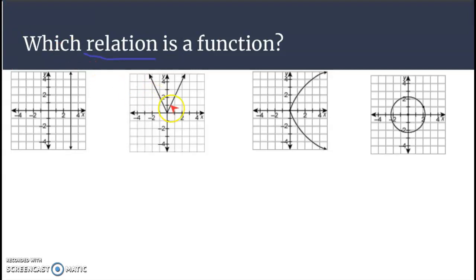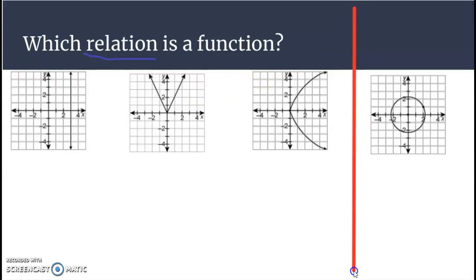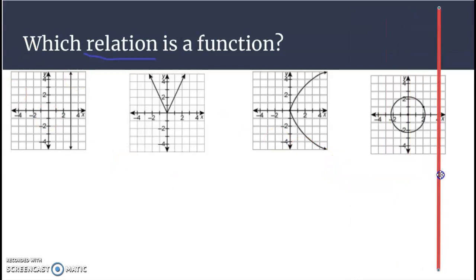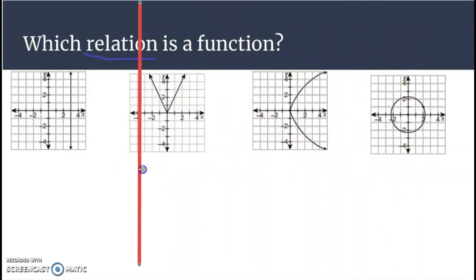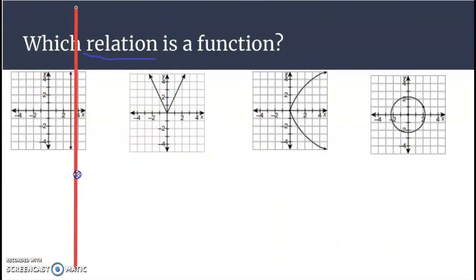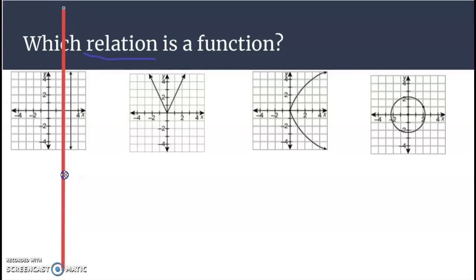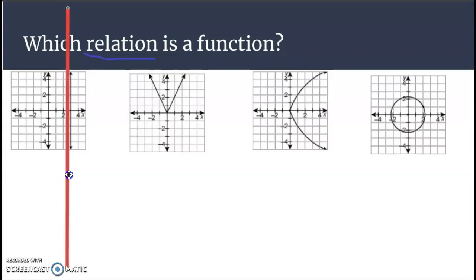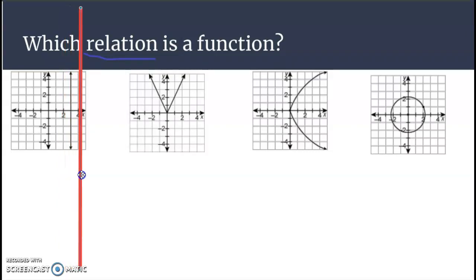Let me create a vertical line here. I like to think of a vertical line as a scanner. Anytime you've scanned a document, or you go to the grocery store and they scan your groceries as you check out, just think of it being scanned across just like this. And the way the vertical line test works is if you're scanning a vertical line across a particular graph, and the vertical line touches the graph at two or more places at the same time, then the relation is not a function, but rather it is just a plain old relation.